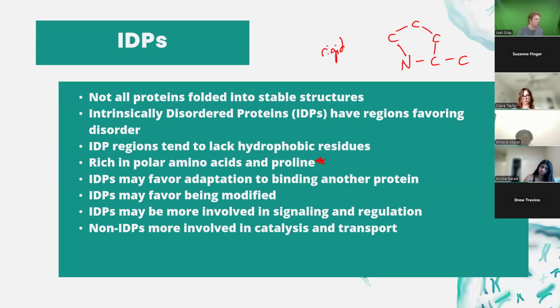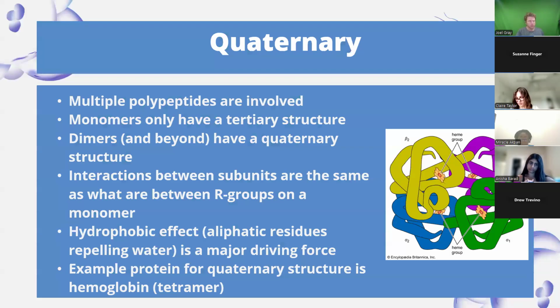IDPs may favor adaptation to binding another protein. IDPs may favor being modified. They may be more involved in signaling and regulation, and non-IDPs are more involved in catalysis and transport. So signaling might mean that they're a little more likely to be associated with a membrane so that they can communicate: hey, this is what's going on outside of the cell. I'm going to transmit this signal from outside to in, and here's what we're going to begin in order to respond.